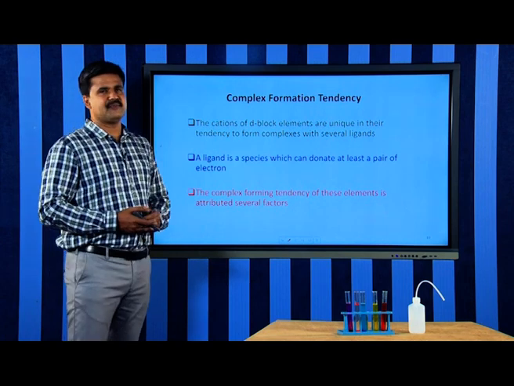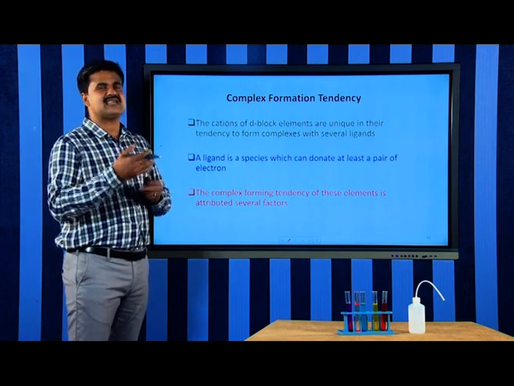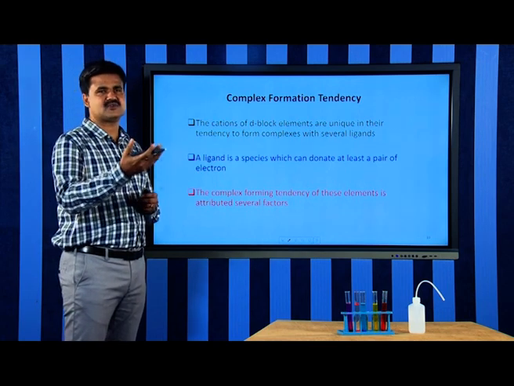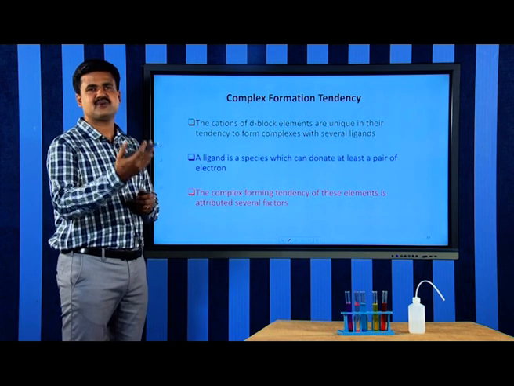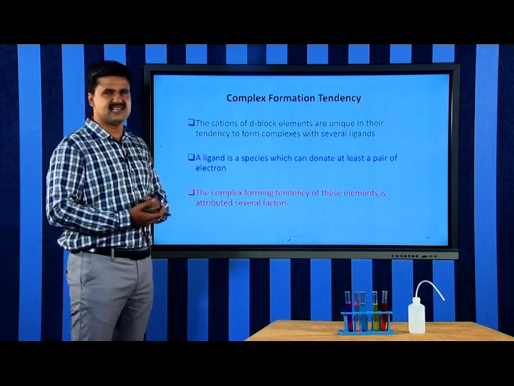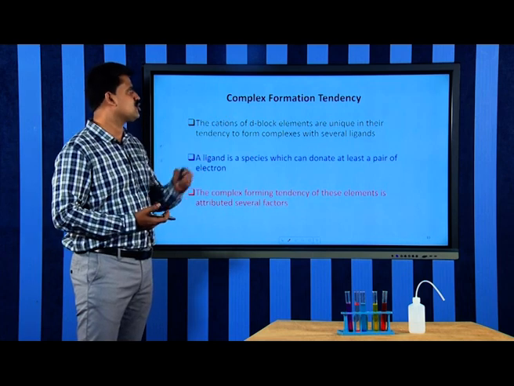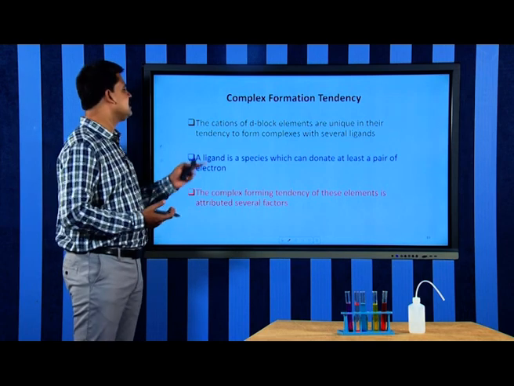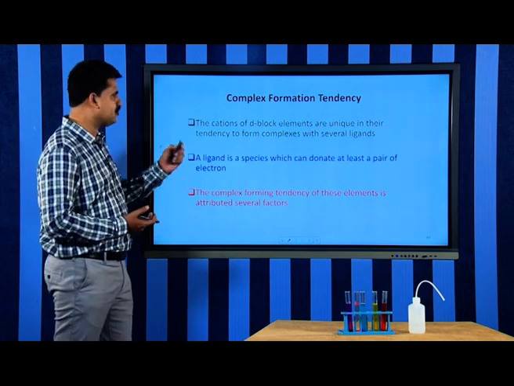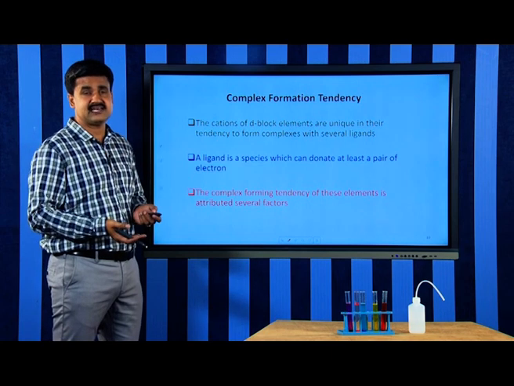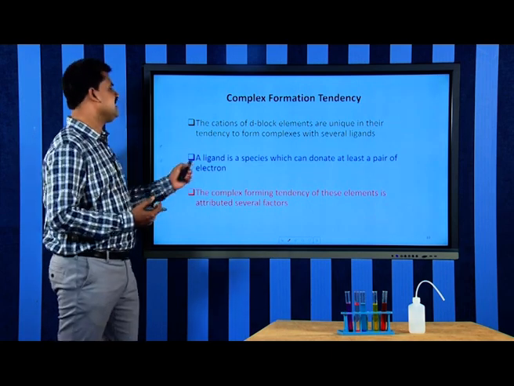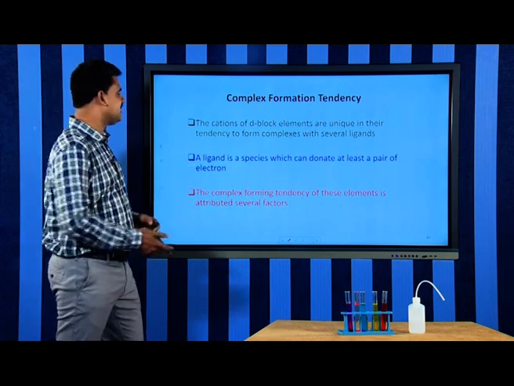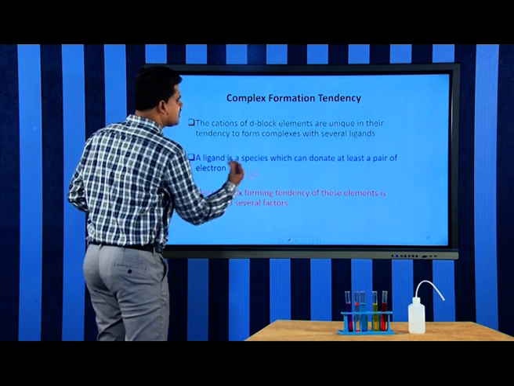The complex formation tendency is another characteristic feature of the d block elements. We learned the first property, the chance for showing variable oxidation state, that is one important characteristic feature. This is another characteristic feature, that is nothing but the coordination complex formation tendency. The cations of d block elements are unique in their tendency to form coordination complexes with several ligands, several neutral ligands, charged ligands, etc. A ligand, as I already mentioned, is a species which can donate at least a pair of electrons. Water can act as a neutral ligand.